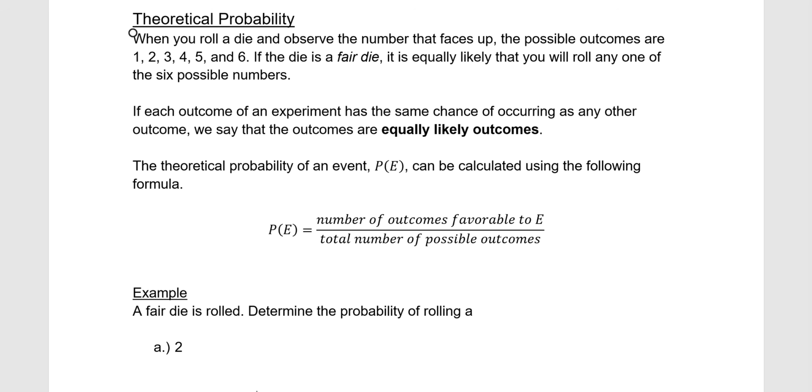So if each outcome of an experiment has the same chance of occurring as any other outcome, we say that the outcomes are equally likely outcomes.